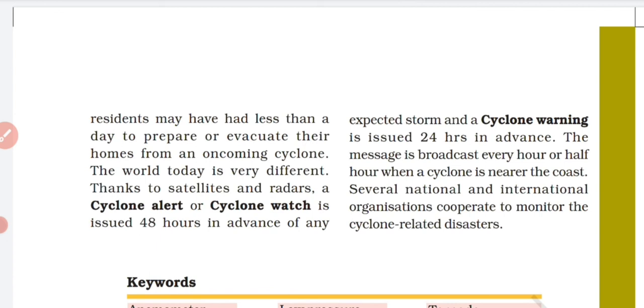And that is the reason these messages can be broadcast every hour or half an hour when the cyclone is near the coast. Whenever it is very near, the warning can easily be given within an hour or within half an hour in that area. Now, several national and international organizations cooperate to monitor cyclone-related disasters. We have lots of national as well as international organizations that can easily monitor them for the people.